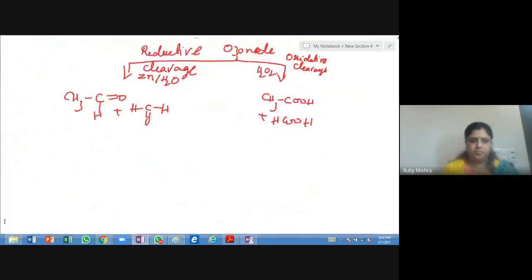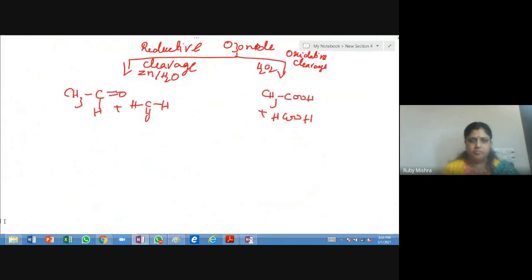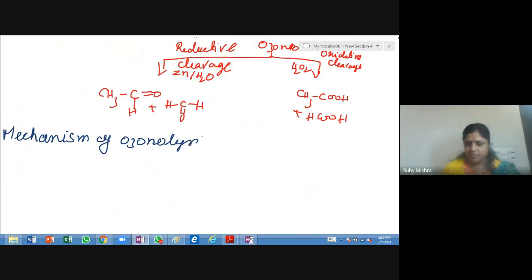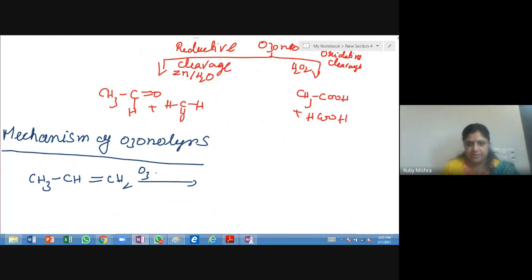So, yes. If we discuss the mechanism of ozonolysis, so what happens? I will take again the same example. If we have this propene and it reacts with ozone in the presence of CCl4, so what will happen?